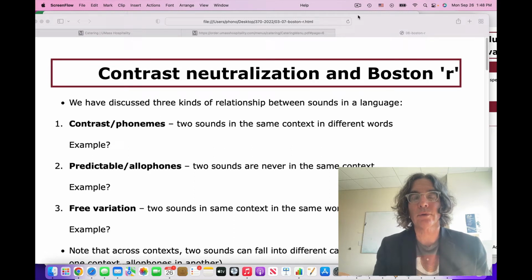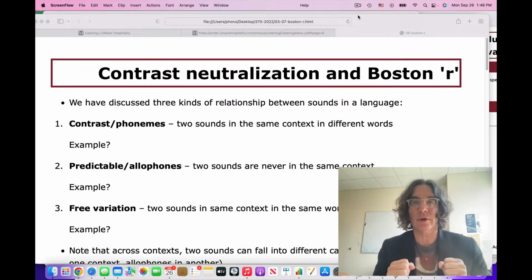We've discussed three kinds of relationship between the sounds in a language. So the first is the relationship of contrast, that is, when two sounds are phonemes. And this describes a situation in which two sounds can appear in the same context in different words. Think of an example. So maybe ba and pa in English, where the voiced and voiceless contrast in the initial environment.